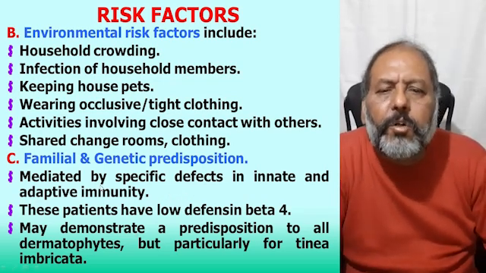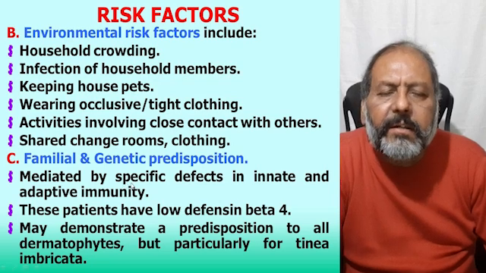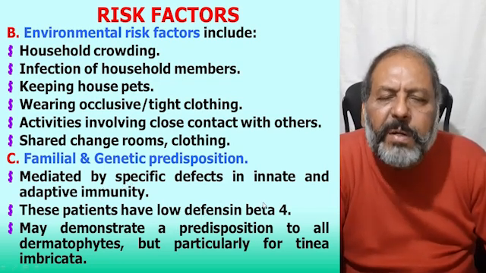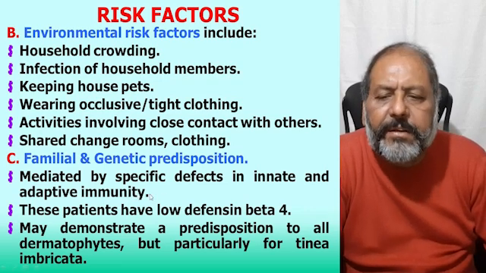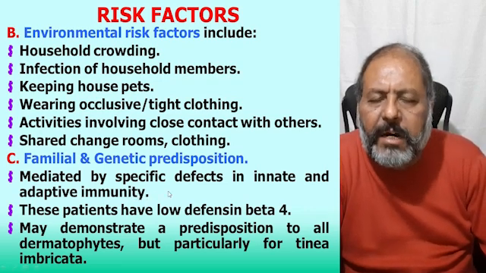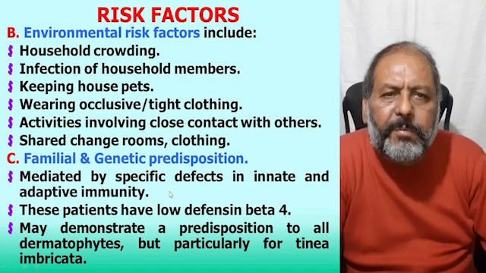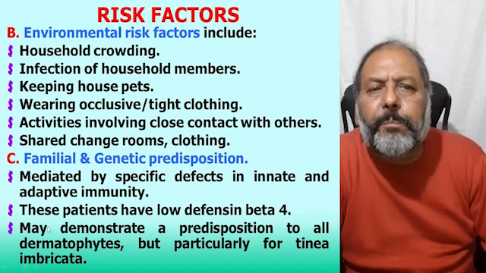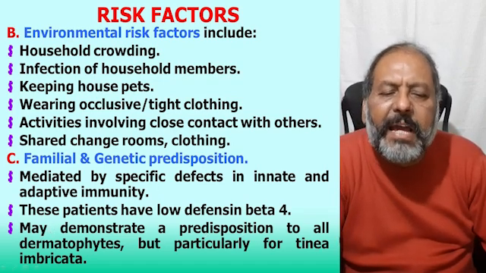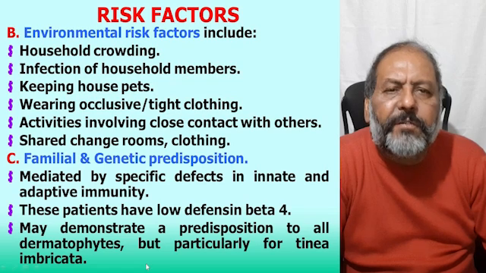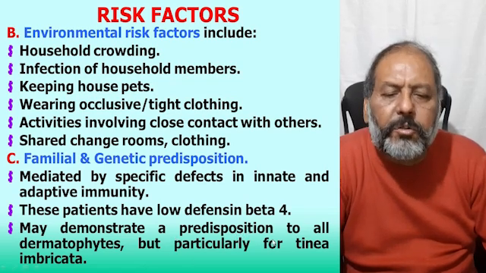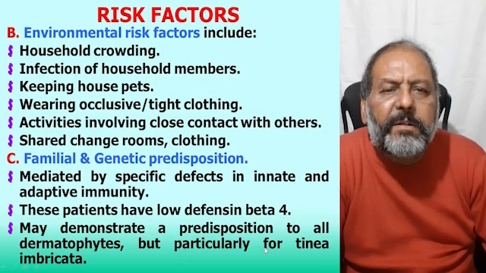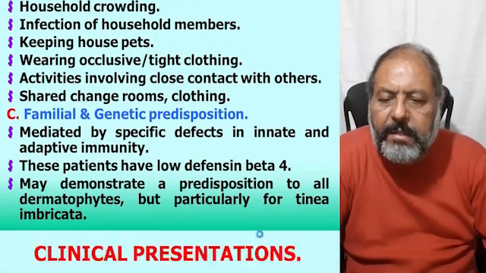The third group of the risk factors is familial and genetic predisposition. It is mediated by specific defects in the innate and the adaptive immunity. I have already told you the immunocompromised persons are more prone to have problems as compared to the immunocompetent persons. These patients have low defensin beta 4 levels, and they also demonstrate a predisposition to all dermatophytes, but particularly for Tinea imbricata.